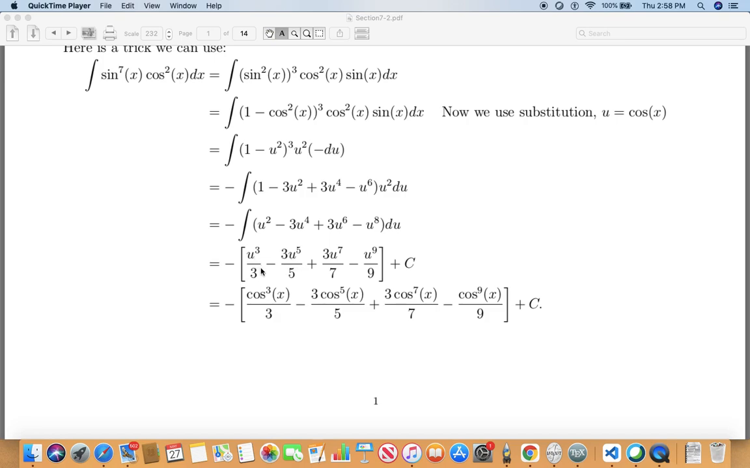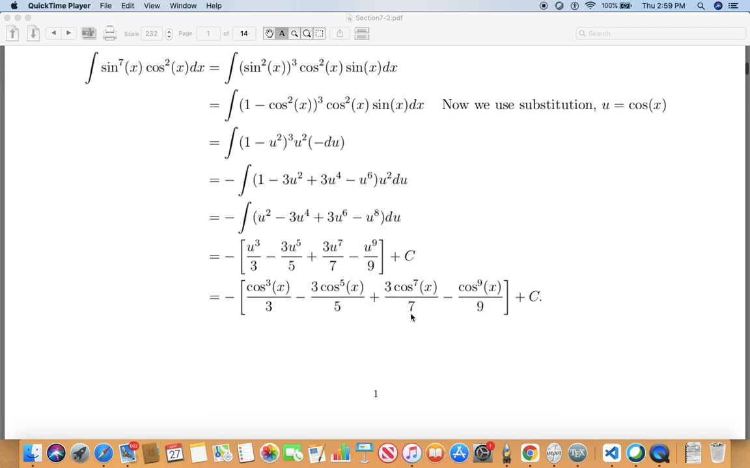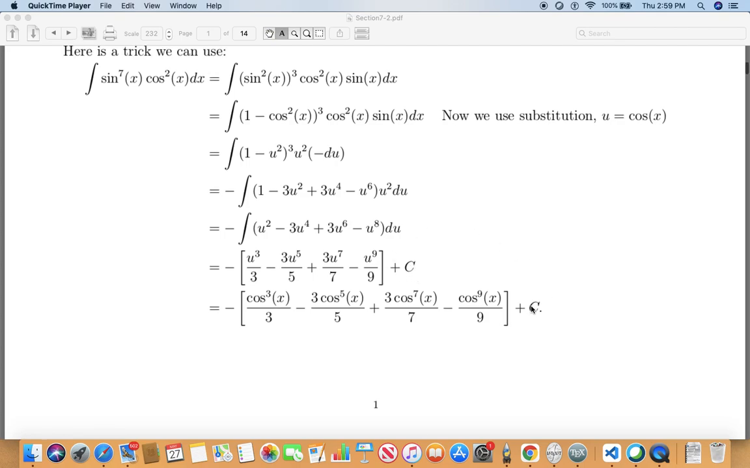u is cosine. We simply rewrite the answer in terms of x's because the question was in terms of x, so your solution must be in terms of x. u is cosine, so cosine cubed x over 3 minus 3 cosine power 5 x over 5 plus 3 cosine power 7 x over 7 minus cosine power 9 x over 9 and the constant of integration. So I hope this is clear.